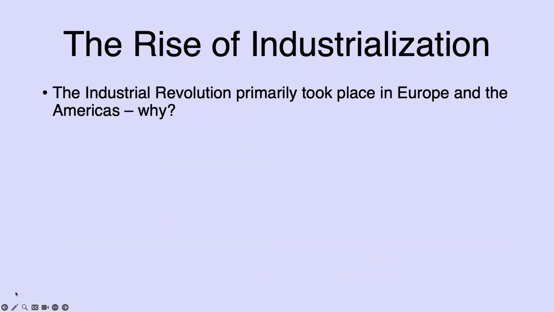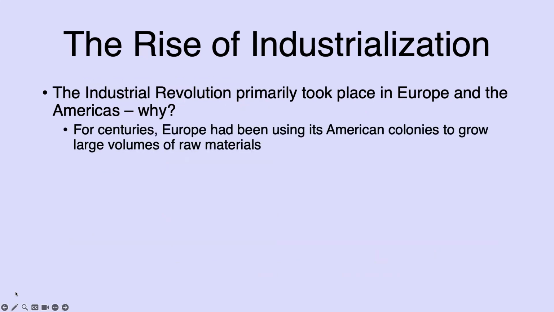So the Industrial Revolution primarily takes place in Europe and the Americas. And why is that? Why is the Industrial Revolution not a global phenomenon? That is because for centuries, Europe had been using its American colonies to grow large volumes of raw materials. Remember in Unit 1, we talked about that triangular trade? The arrow going from the Americas to Europe was 100% raw materials. So European powers, Britain in particular, had been using its American colonies to focus on raw items like cotton or tobacco.